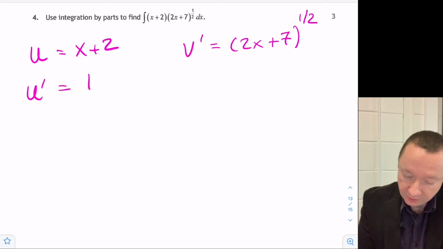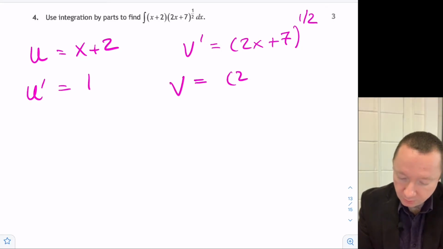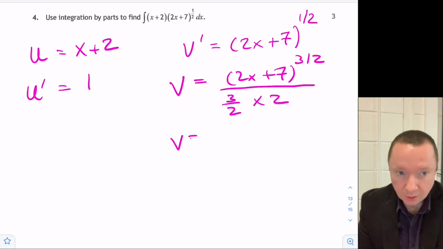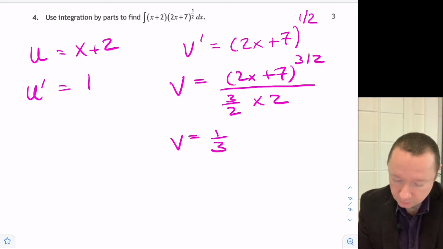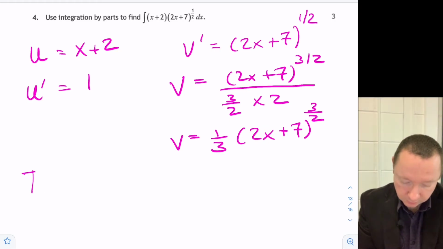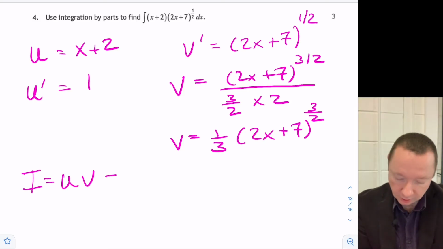So that means that v equals, add 1 to the power, divide by the new power, times the differentiation of 2x + 7, which is 2. That implies that v is simply 1/3 (2x + 7)^(3/2). So remember, integration by parts means that our integral is u times v minus the integral of v du.